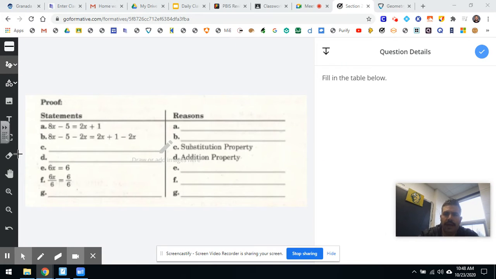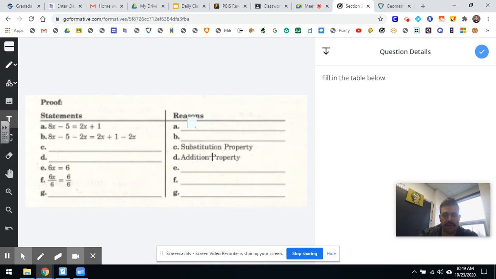Okay, so we're looking at the last question on section 2.6, which is filling in the proof. For this one, I'll go through it real quick, and I think for the most part, as long as you start noticing the pattern, the proofs start to get a little bit easier, okay? Now, the first part, reason A, should be relatively easy.